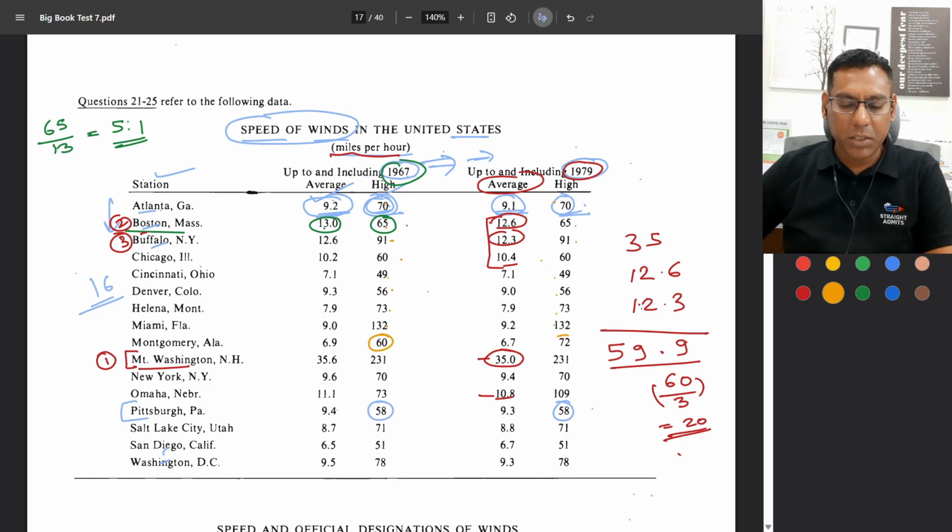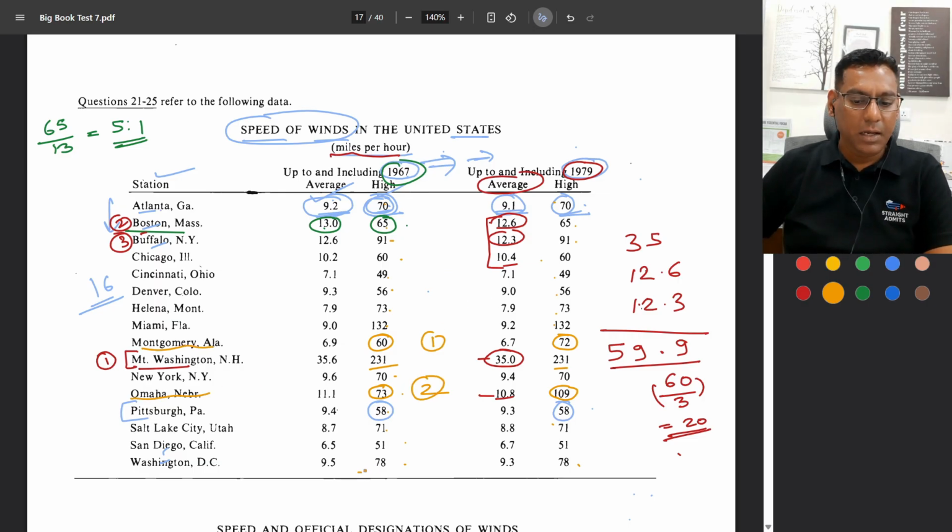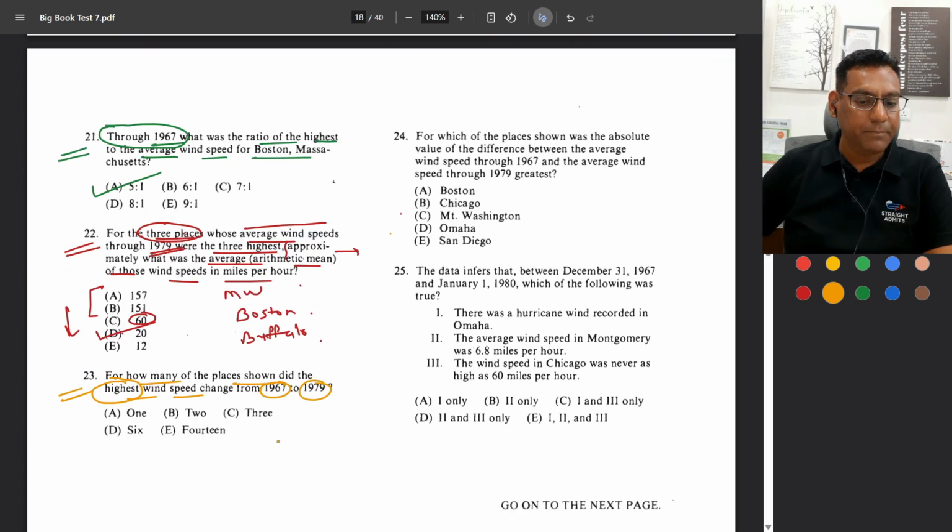Okay, here I got one change, so that is 1: 231, 231, 70, 70, 73, 109. Second change: 58, 58, 71, 71, 51, 51, 78, 78. Okay, did not find any more changes. There are only two changes, one in Montgomery, the other in Omaha. I don't need that information, but I'll still write down Montgomery, Omaha, and the number of times there were speed changes.